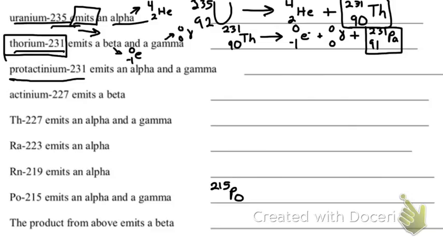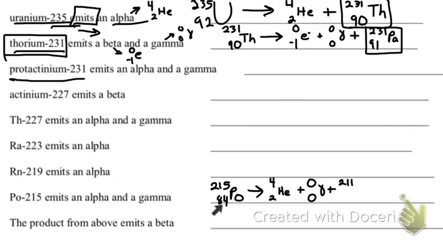And polonium on the periodic table is element 84. So it says it emits an alpha and a gamma, so we'll draw our alpha particle, which is really just a helium nucleus. And our gamma ray, no mass, no charge, doesn't really have any bearing on our equation. 215 is how much it weighs on the left side, so we need our whole right side to add up to 215. 4 plus 211 is 215.